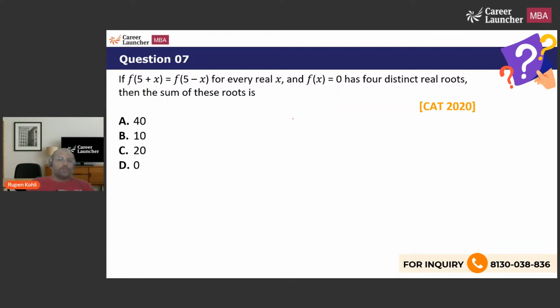So, what about this one? Now, you can see this equation, right? And it is given that the function has four distinct roots. We are asked to find the sum of the roots.